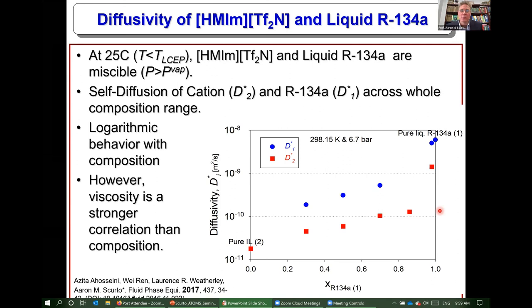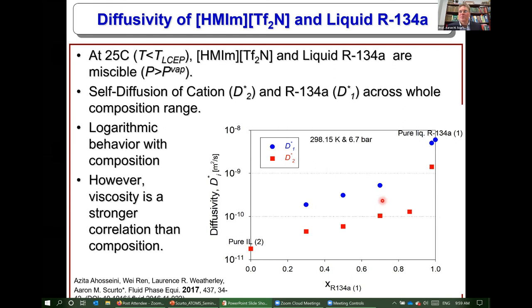So what you see for diffusivities is going to be kind of that average. But again, across the range, if you increase the amount of the ionic liquid, we can increase by over an order of magnitude the diffusivity of the cation. We add more ionic liquid to the refrigerant, and obviously we're decreasing the diffusivity of the cation.